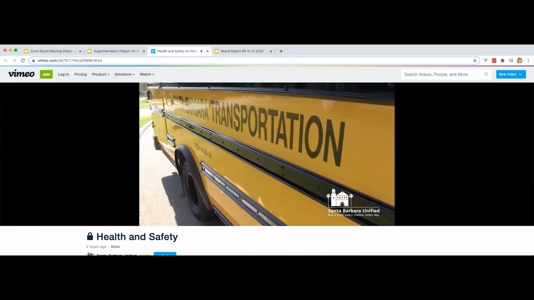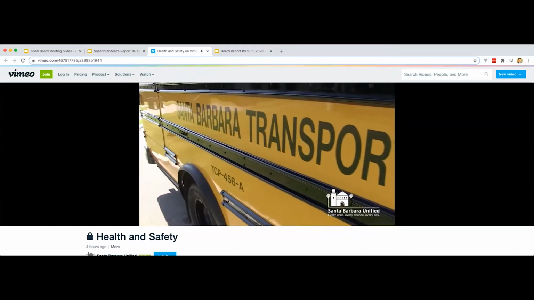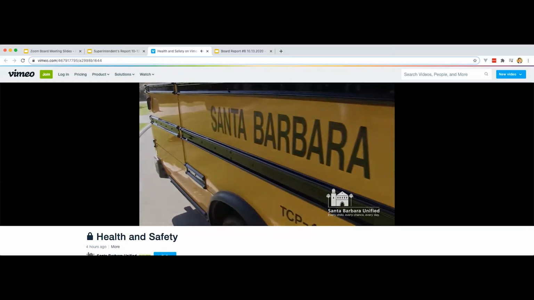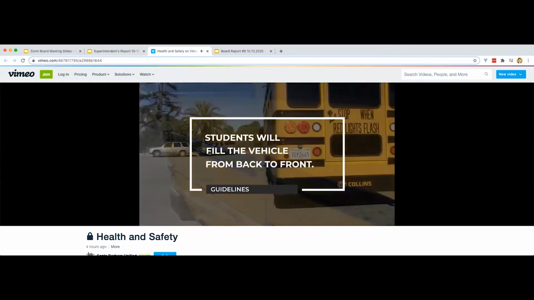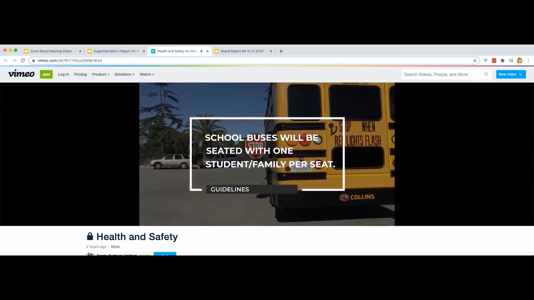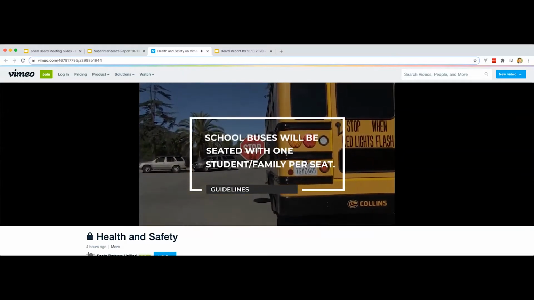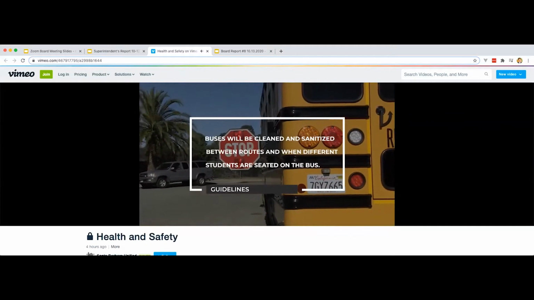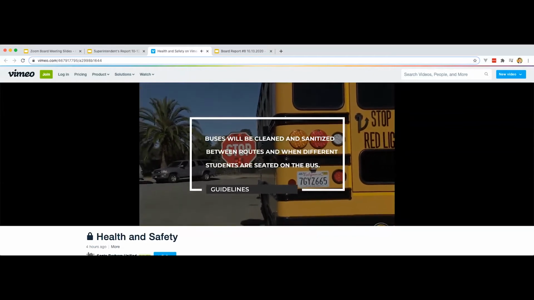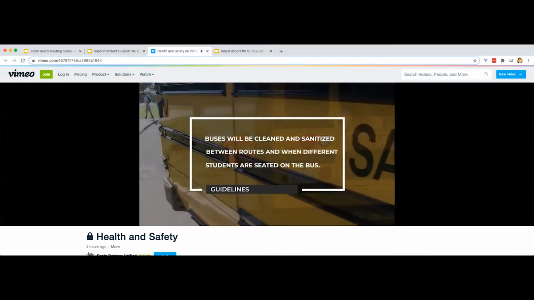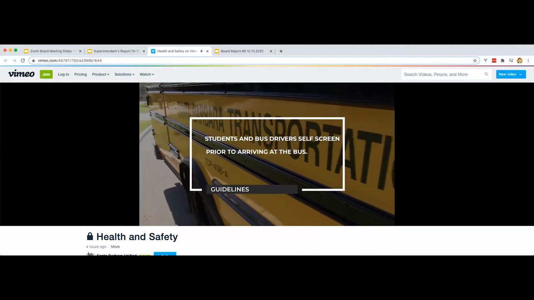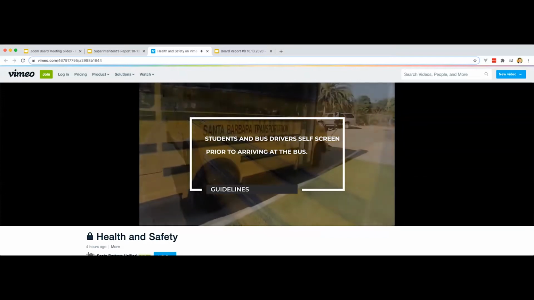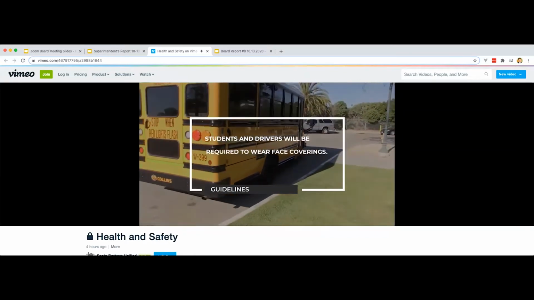I know many of our parents have questions about how transportation will work once we return to school. So here are some guidelines. Students will fill the vehicle from back to front. School buses will be seated with one student or family member per seat. Buses will be cleaned and sanitized between routes and when different students are seated on the bus. Students and bus drivers self-screen prior to arriving at the bus, and students and drivers will be required to wear face coverings.